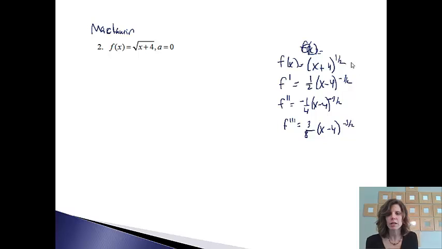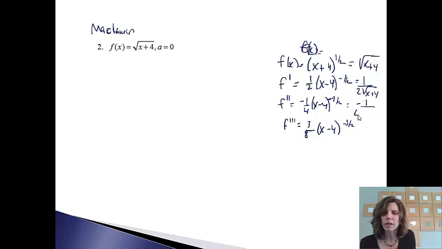All right, and then I'm going to go ahead next to them. This would be the square root of x plus 4. This will be 1 over 2 square root of x plus 4. This will be negative 1 over 4 x plus 4 to the 3/2 down below. Yes, they were pluses. Sorry about that, guys. And this will be 3 over 8 x plus 4 to the 5/2. So now when we go to plug things in, that will just make our life simpler.